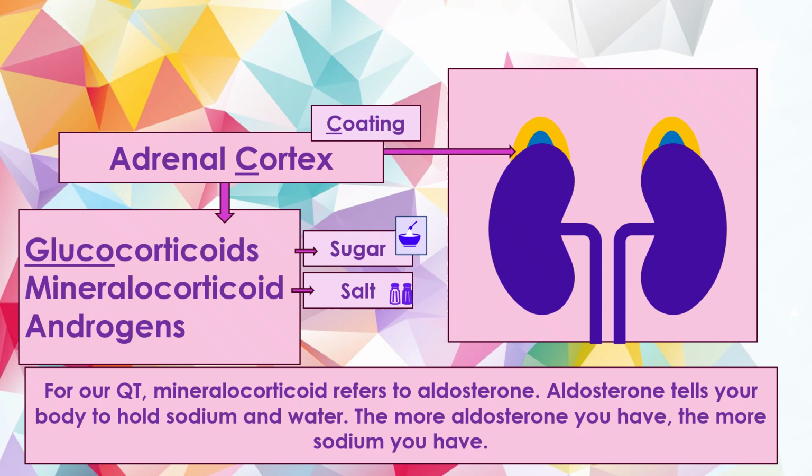So for our QT today, mineralocorticoid is going to refer to aldosterone. It tells your body hold sodium in water, and the more aldosterone you have, the more sodium you have. So in this situation, we're just going to call it salt for convenience. It is actually, though, the mineralocorticoid aldosterone. So far we have sugar, salt, and then we're also going to have the androgens, which are sex hormones.